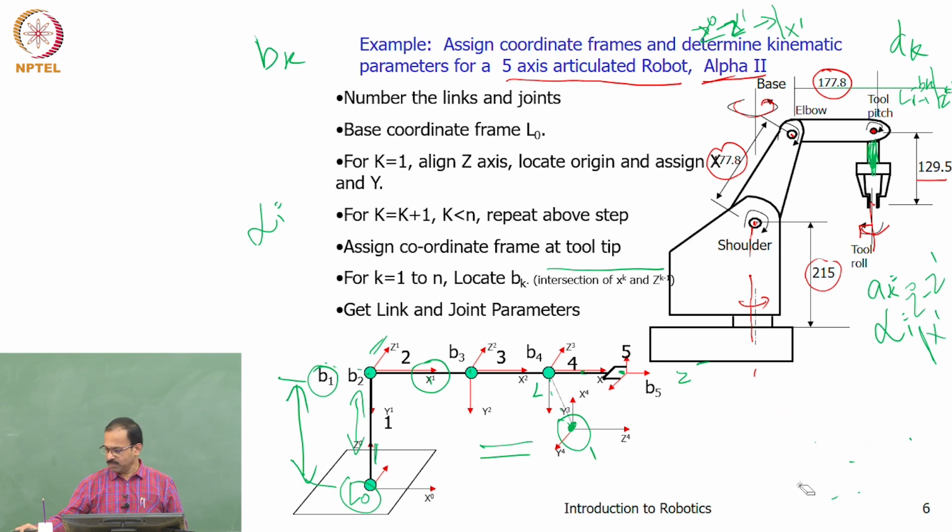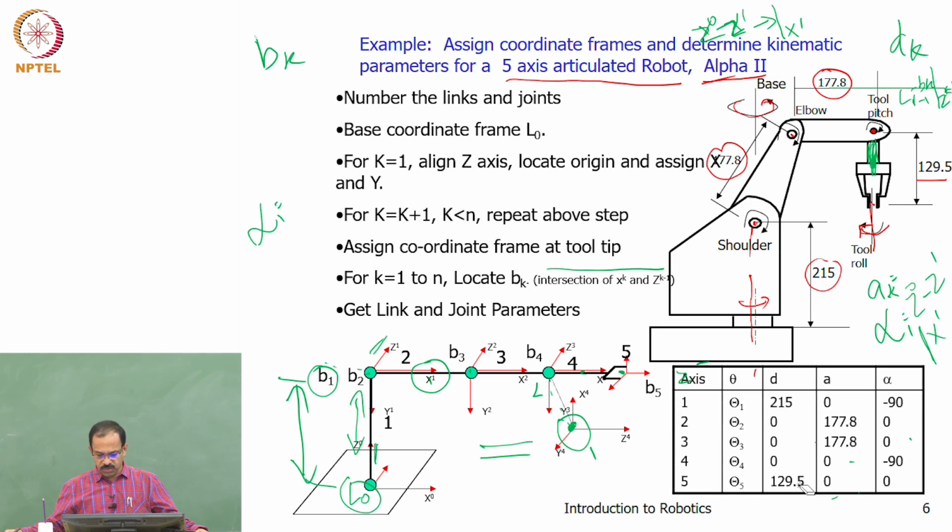So if you do all these steps, you will get the parameters this way. D is 215, alpha is minus 90. A1 and A2 will be this one. This is A2 and A3. A1 is 0. And there is no A4. A4 is 0 because there is no link length over here, as the origin is at the same point. Therefore, you don't see an A4.